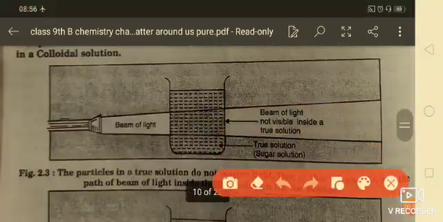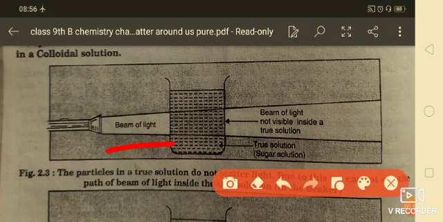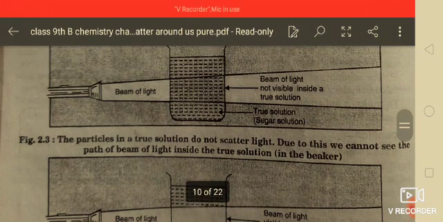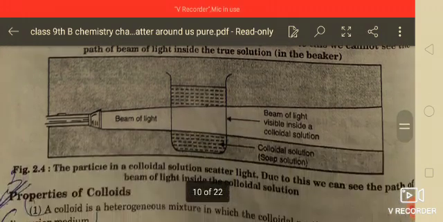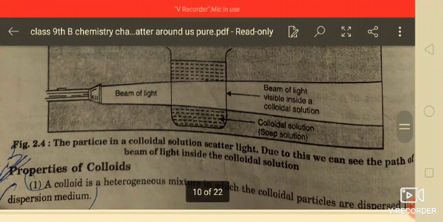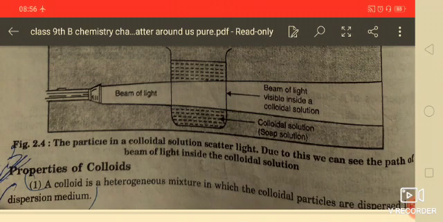Here you are seeing that a beam of light is passing, and that beam of light is not visible inside the true solution, the sugar solution here. So the particles in a true solution don't scatter light. Due to this we cannot see the path of the beam of light inside the true solution in the beaker. But the particles in a colloidal solution have a larger particle size in comparison to the true solution, and you are finding here that the particles in the colloidal solution scatter the beam of light.